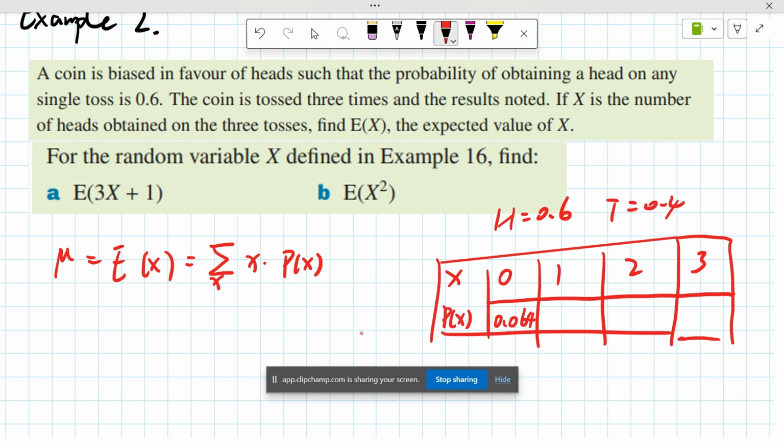For one head, it's 0.4 times 0.4 times 0.6, and that equals 0.288. Two heads is 0.6 times 0.6 times 0.4, and that's 0.432. And all three heads is 0.216.